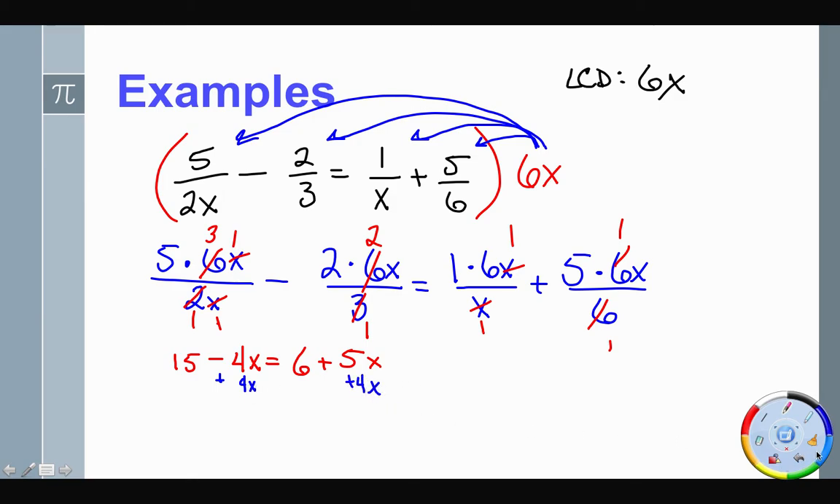Add 4x. And minus 6 minus 6. So therefore I get 15 minus 6 is 9. And 5 plus 4 is 9x. We're going to divide by 9. Therefore x is 1 and done.